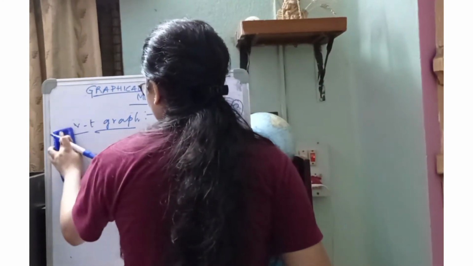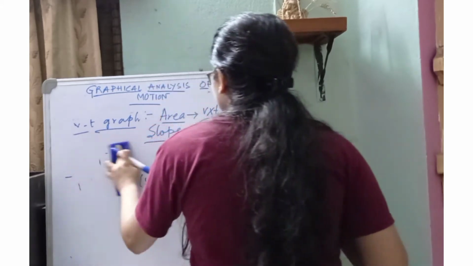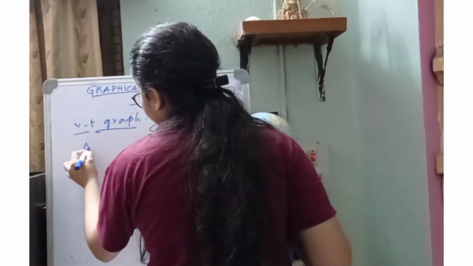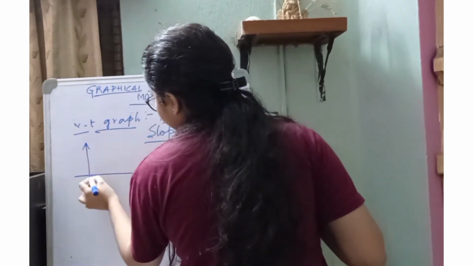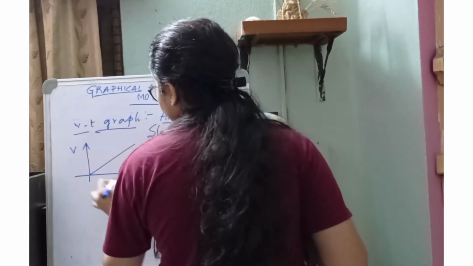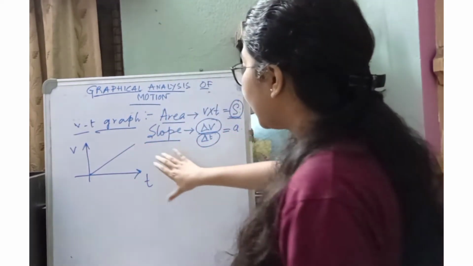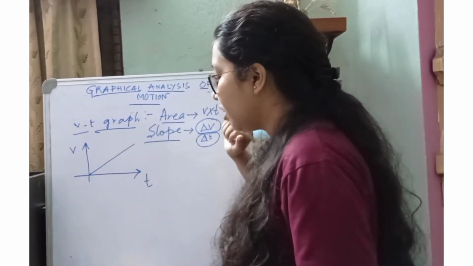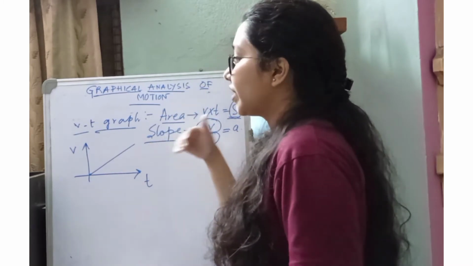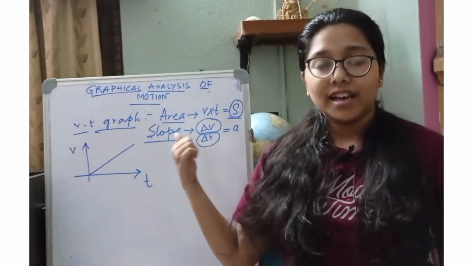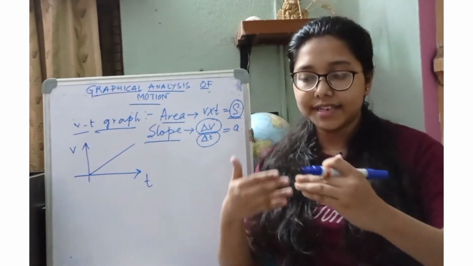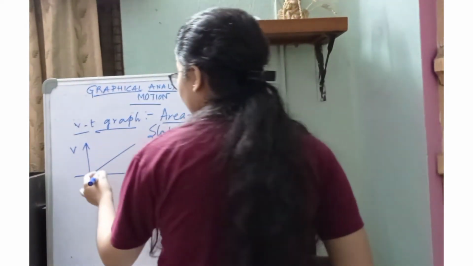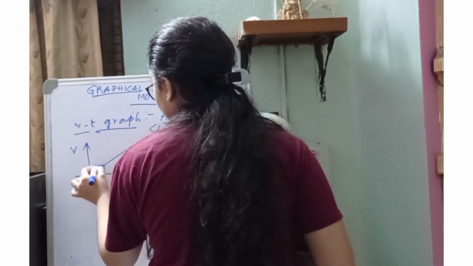Now if we see the other case, another VT graph, suppose this sort of a VT graph, a very common sort of a VT graph. We can see that the velocity is increasing, but because it is a straight line passing through origin, we can understand that the velocity is linearly increasing with respect to time. Means as the time is increasing, velocity is also proportionally increasing.